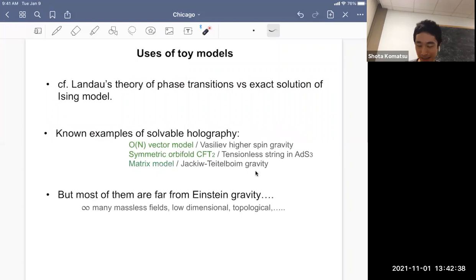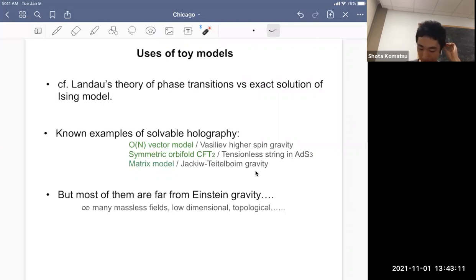One example is Landau's theory of phase transitions versus the exact solution of the Ising model. I heard that before the exact solution of the 2D Ising model, some people were even skeptical about the existence of the phase transition. But having the exact solution, you can study everything very concretely. And in fact, of course, people have explored that possibility in AdS/CFT or holography as well.